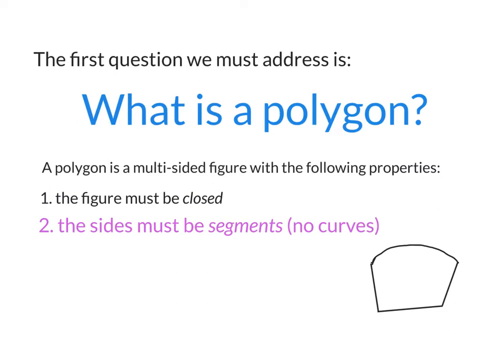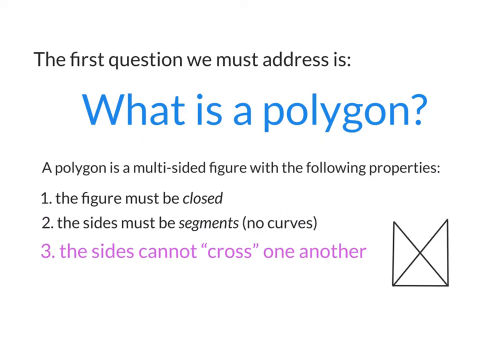Okay, number 2, the sides have to be segments, so no curves. Remember, a segment has endpoints and it is straight in between. It is part of a line. This is a curve, therefore not a segment. Therefore, this figure is not a polygon.